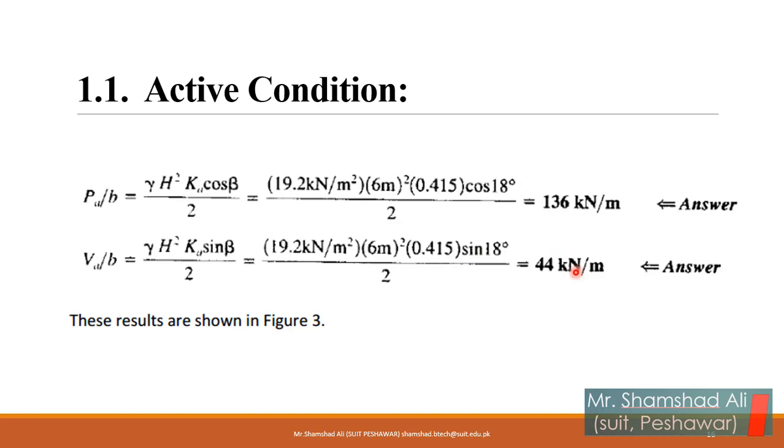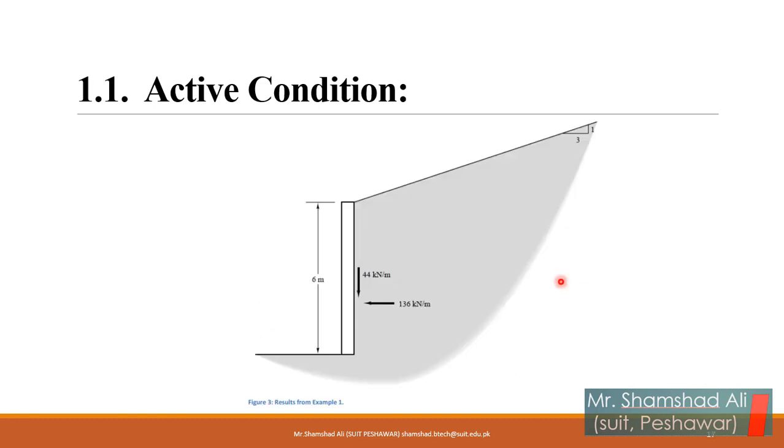These results are shown in figure 3. This is basically 1.3 kilonewton per meter cubed, acting at a distance of H divided by 3. And this is the shear along the surface of the wall, 42 kilonewton per meter cubed. This is the beta, and this is the wall height.